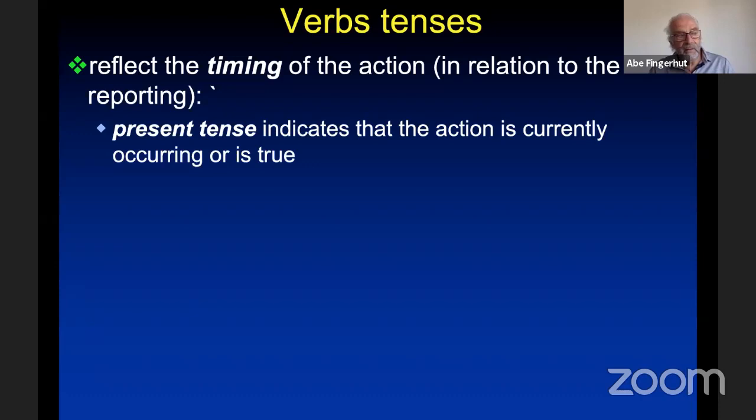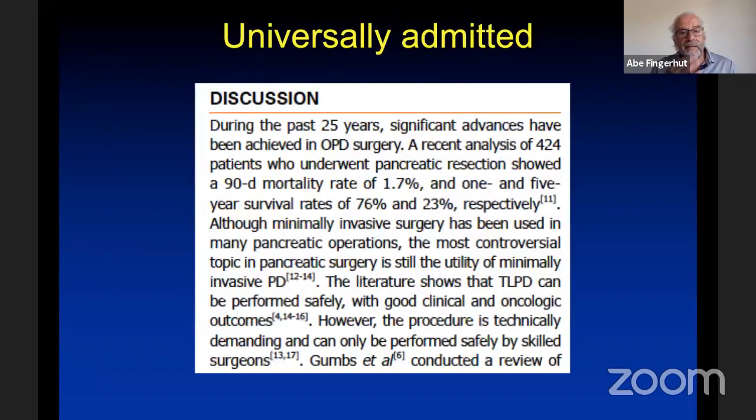For instance, cancer is known to provoke blindness. I'm just making up a word. Use the present tense. It's a current truth. I find, we find, or is found, active voice, passive voice, but present tense. Universally admitted facts. The literature shows. Is technically demanding. Can be performed.